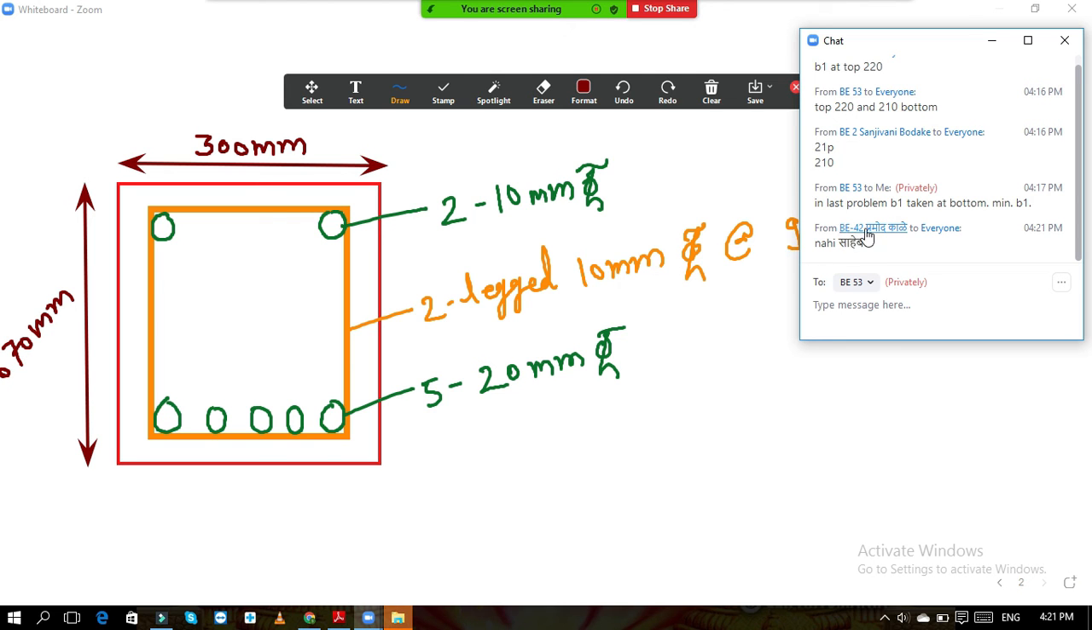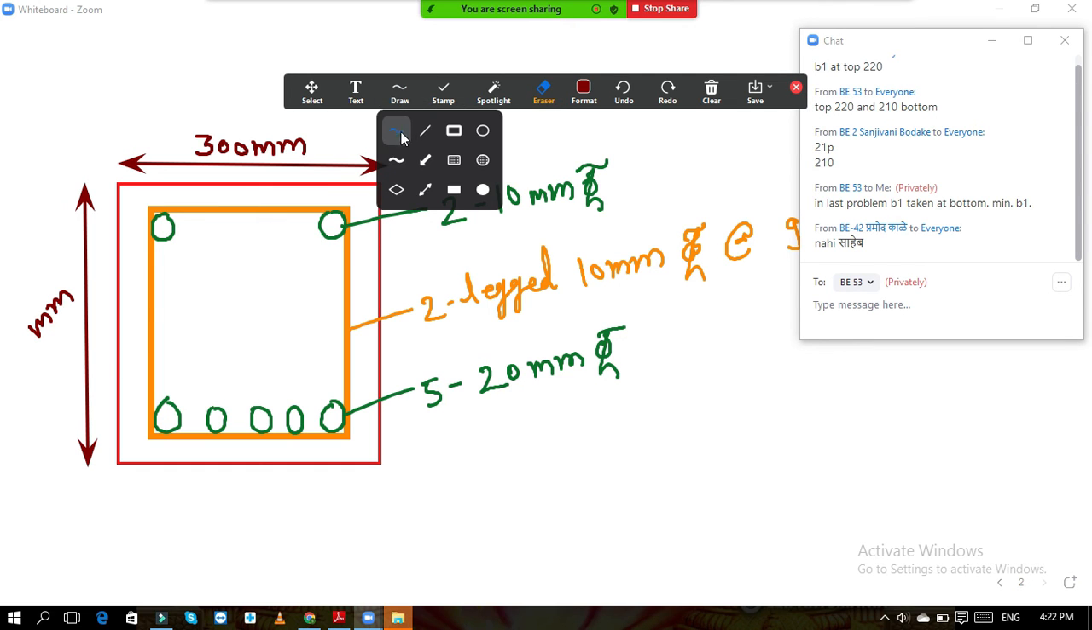Roll number 42, what do you want to say? Is there any problem, sir? No, sir. Roll number 42, Pramod Kale, is there any problem? Is there anything you want to say? No, sir.